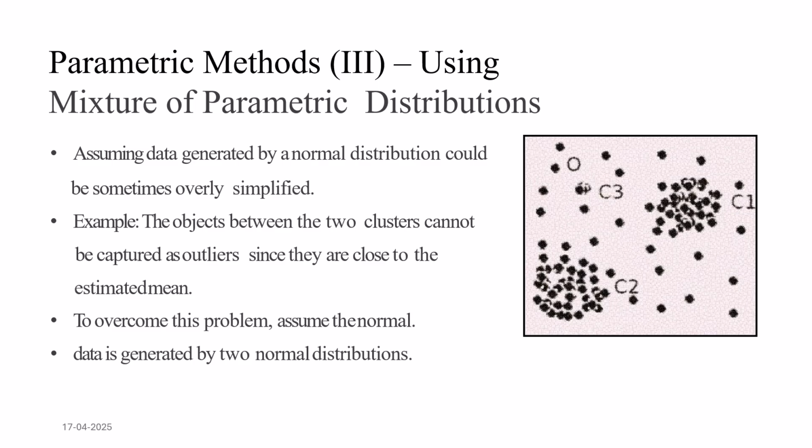Using a mixture of parametric distributions. If you assume that the data were generated by a normal distribution, this works well in many situations. However, this assumption may be overly simplified when the actual data distribution is complex. In such cases, we can assume that the data were generated by a mixture of parametric distributions.